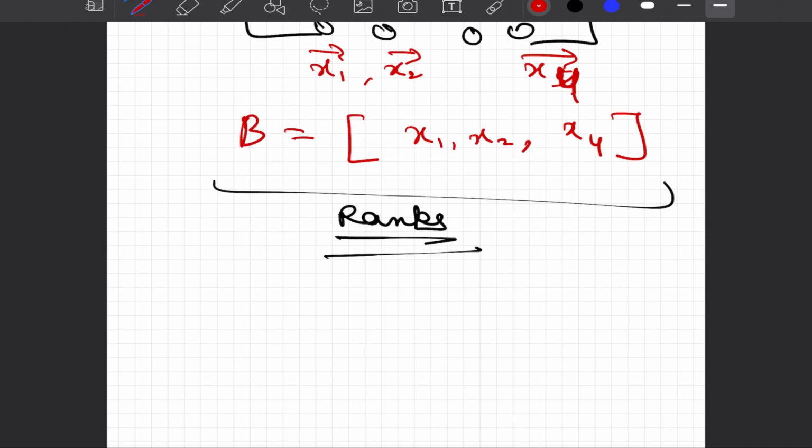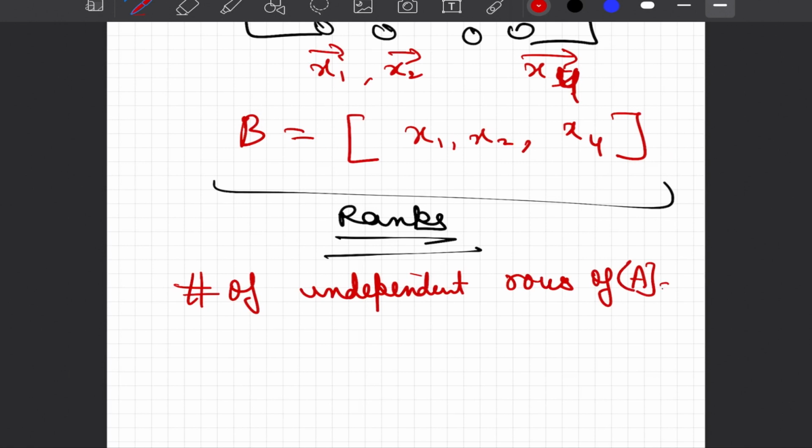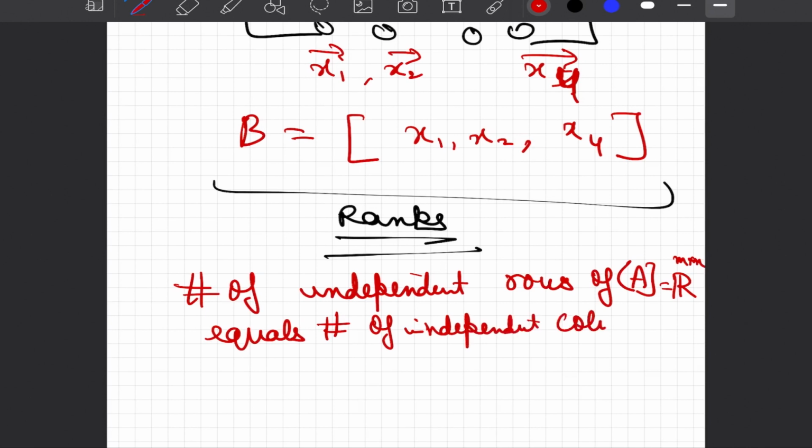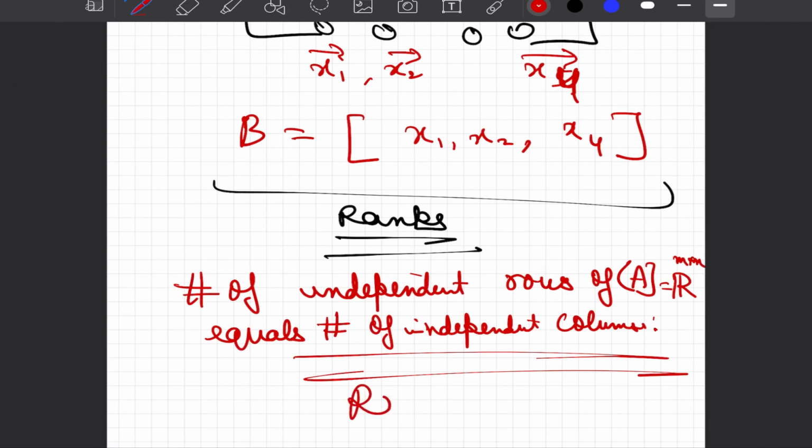So we will introduce what this image or range means, but first of all let us again revise the theoretical definition of rank. We say that the number of independent rows of a given matrix, let us say our given matrix is A of dimension m cross n, equals the number of independent columns, and we call this particular number the rank of matrix A.